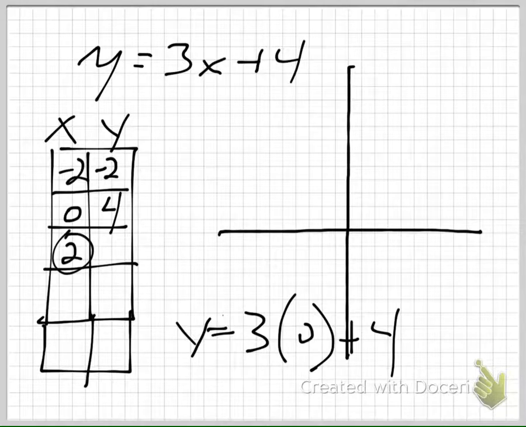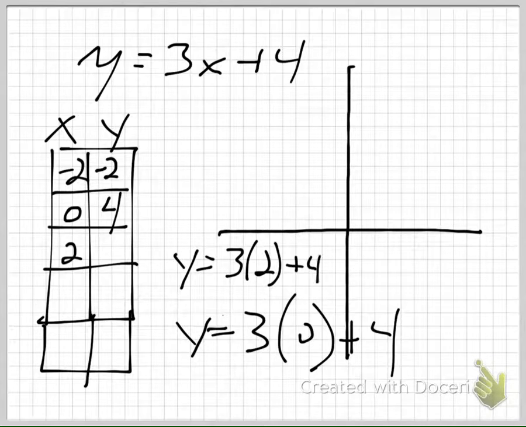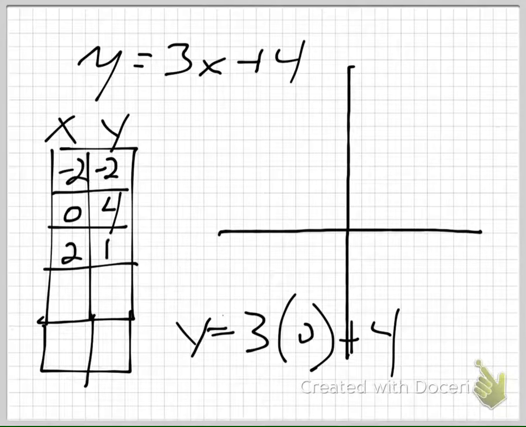We also choose the number 2. Why 2? Well, because we choose whatever we want to, and we choose 2 because it's an easy number to do. y equals 3 times 2 plus 4. What is y equals 3 times 2 plus 4? 10. We did that one already, right? So y equals 10.